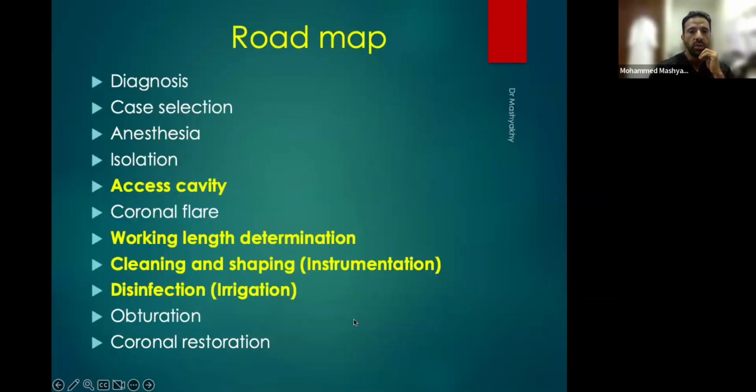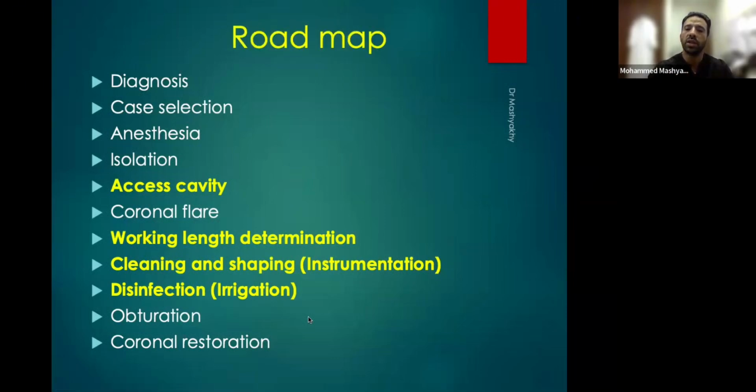So the roadmap for cleaning and shaping, or any root canal treatment: you should always start with diagnosis, case selection, anesthesia, isolation, access cavity. This is the thing that you need to spend some time to learn. Coronal flaring, which is very easy. Working length determination, cleaning and shaping, which is the most critical part of root canal treatment, where you have to get most of your skills. Then disinfection for sure, obturation and canal restoration.